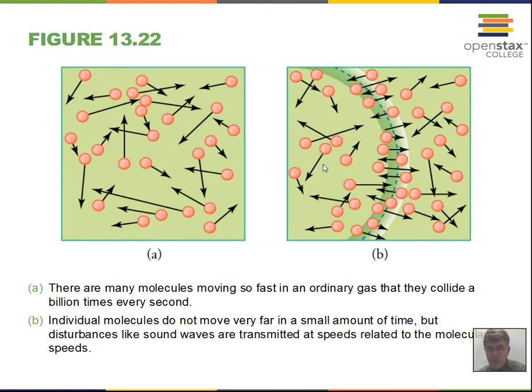In a later chapter, we'll talk about sound waves. Sound is propagated through a gas, a liquid, or a solid, but going through a gas, the speed of the gas molecules plays a role in the calculation of the speed of sound.